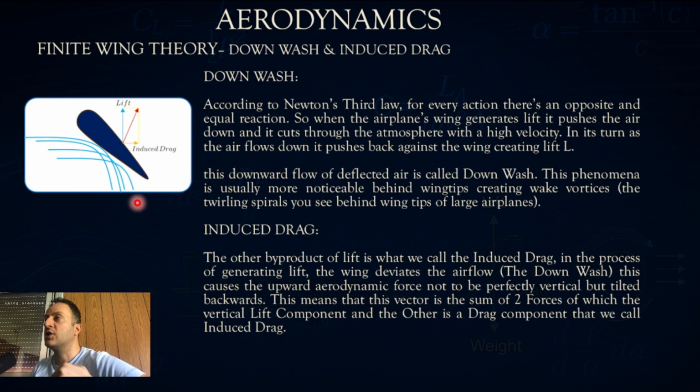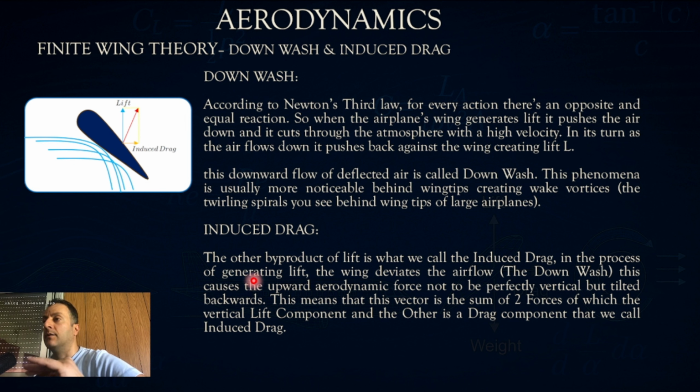The air flowing down pushes back against the wing, which is creating lift here in such case. So the air that's flowing down pushes back against the wing to create lift, the L vector. This downward flow of deflected air is called downwash. This phenomenon is usually more noticeable behind the wing tips, which create the wake vortices, what we call the wake turbulence, the swirling spirals that you see behind the wing tips of large airplanes.